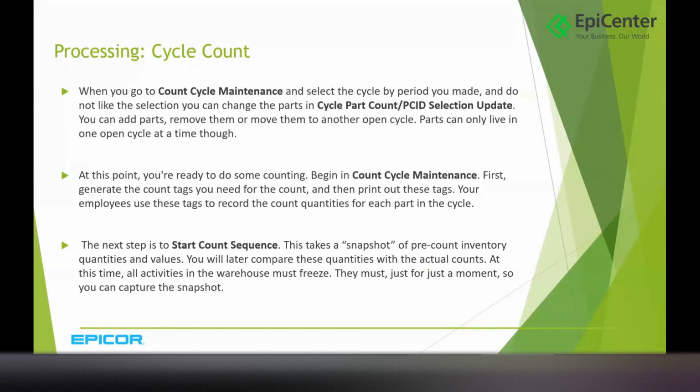The next thing is we go into cycle count maintenance, and then you bring in the period you made in the previous screen. You can review it, and if you don't want to count that part that day, or you want to add a part that didn't end up in that cycle count, you can go into the cycle part count, PCID selection update, and add parts, remove parts, move parts to another cycle. So you can determine what parts you want to count on what day.